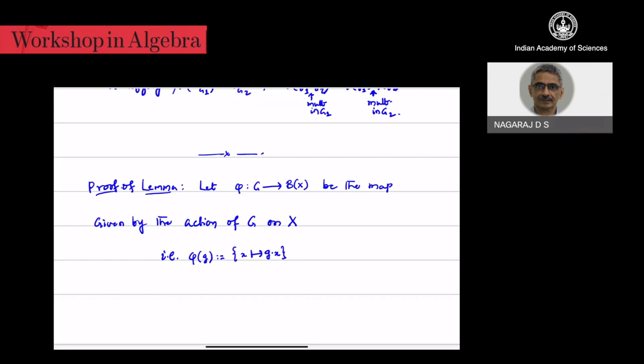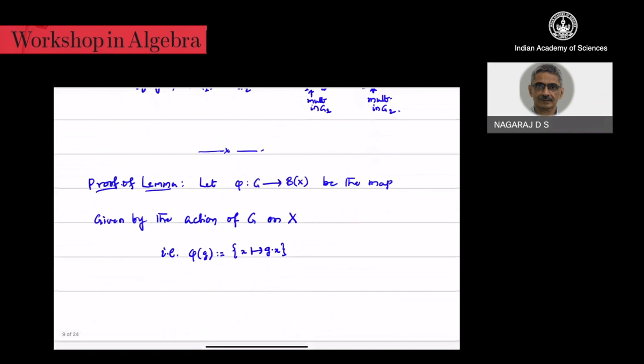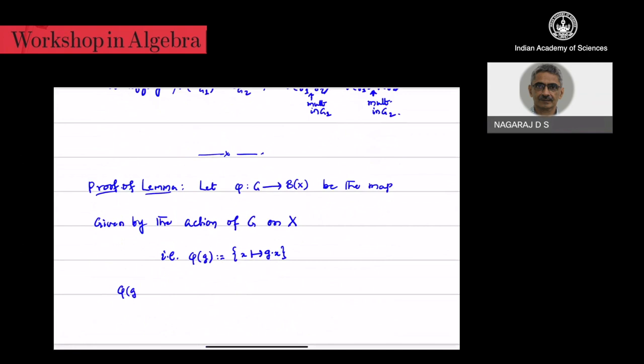First of all, see the action, this is X going to gx is a bijection. First claim is that. So phi g is a bijection. This is because it has an inverse, namely phi g inverse. So look at phi g inverse. By definition, what will it do? It will take X going to g inverse x.